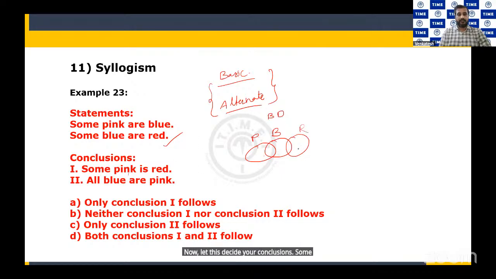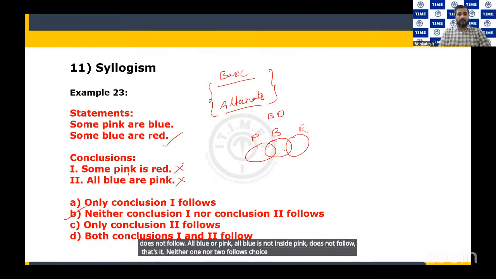Some pink is red. No, does not follow. All blue are pink? All blue is not inside pink. Does not follow. That's it. Neither one nor two follows. Choice B. Why am I saying directly that it does not follow, through the basic diagram?